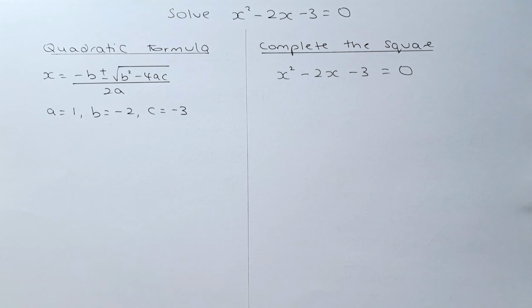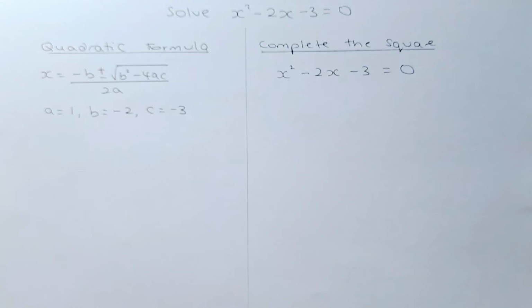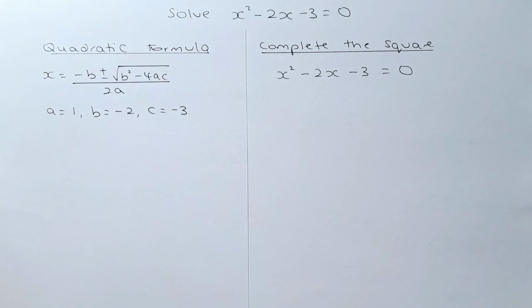If you use the quadratic formula, you have the formula x equals minus b plus or minus the square root of b squared minus 4ac, all over 2a. So the job is to substitute the numbers a, b, and c into that equation. a is the coefficient of x squared, which is 1. b is the coefficient of x, which is minus 2, and c is the constant, which is minus 3. So you're going to substitute the numbers into that equation.